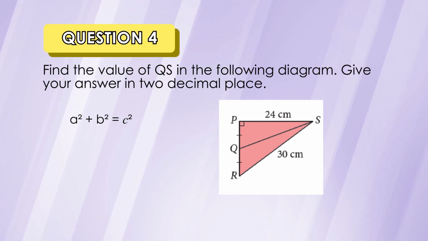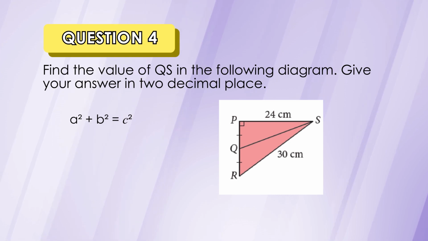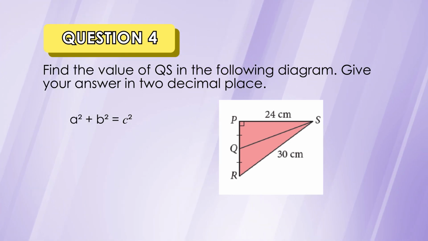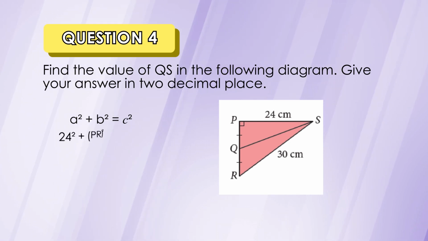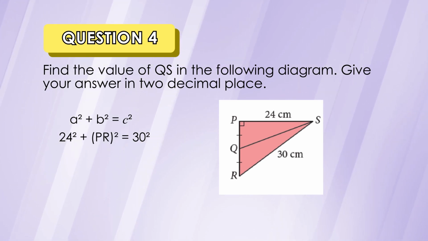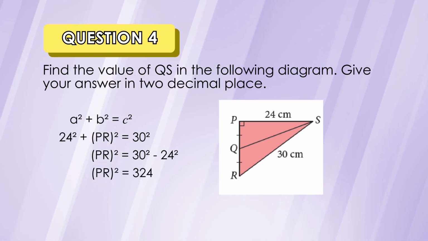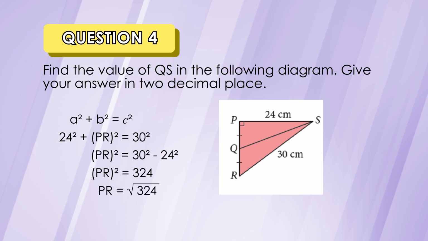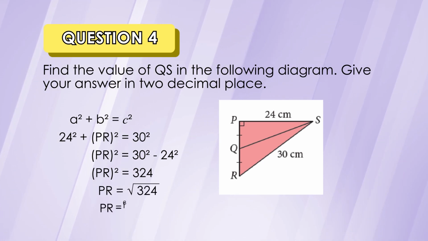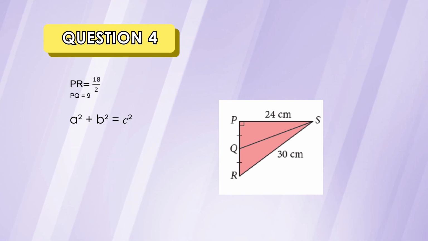Aha! I should see the bigger right-angled triangle. In my opinion, we should first find PR. We are going to use the triangle PRS. 24 squared plus PR squared equals 30 squared. PR squared equals 30 squared minus 24 squared. This will give us 324. We then square root 324 to get 18, which is the answer for PR. To get PQ, we divide 18 by 2 and we will get 9.